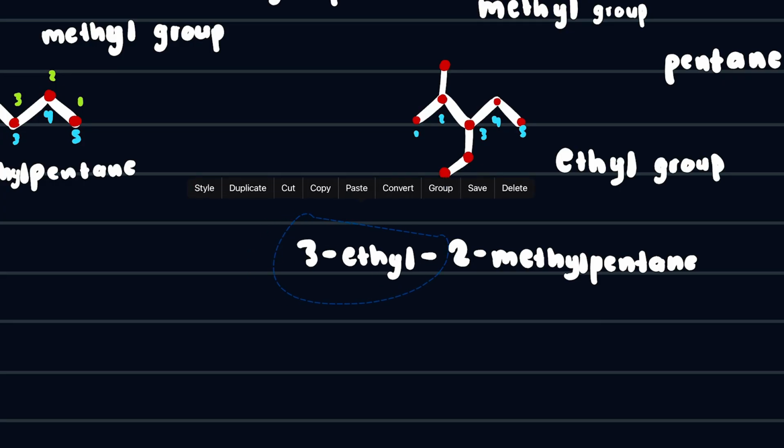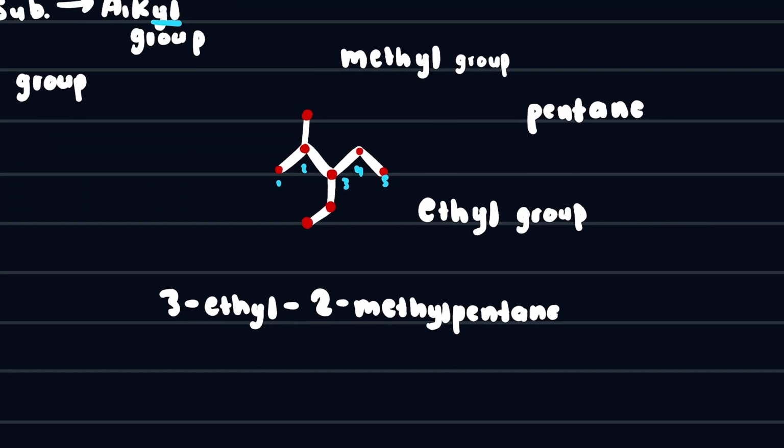You might be asking yourself why I added it this way. Well, another rule that you should take note of is that whenever you have multiple substituents, you have to place them in alphabetical order, not in numerical order. As you can see, I put the 3 before the 2, but it's actually in alphabetical order. So E comes before the M in the alphabet. As a result, the ethyl group must be placed first, before I place the methyl group in the main name of the molecule. So as a result, we have 3-ethyl-2-methylpentane.